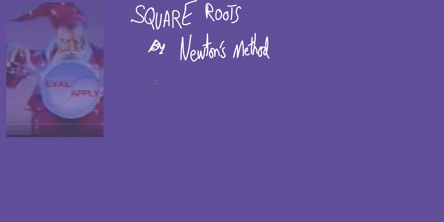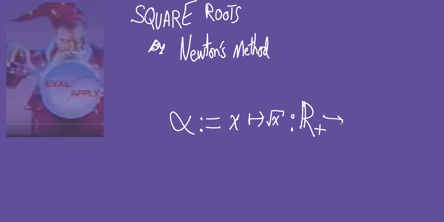So this is square roots by Newton's method. It's in the first part of the first chapter of Structure and Interpretation of Computer Programs. And the idea is you need to get a function alpha. What alpha does is it takes an x and maps it to its square root, the square root of x. And we're going to consider this. What's important to us is from the positive reals into the positive reals.